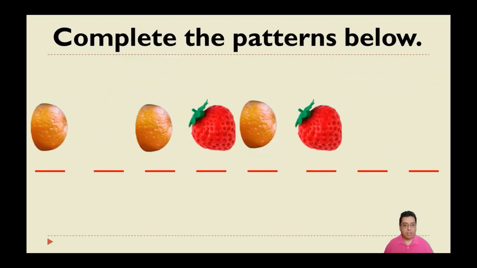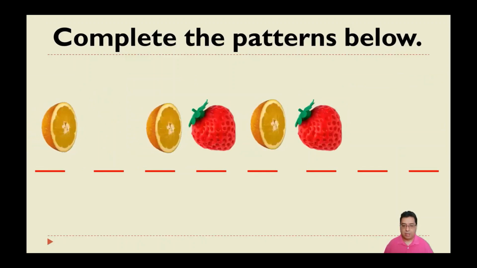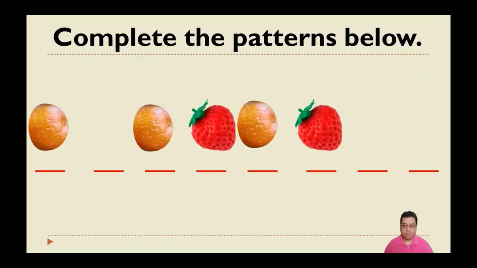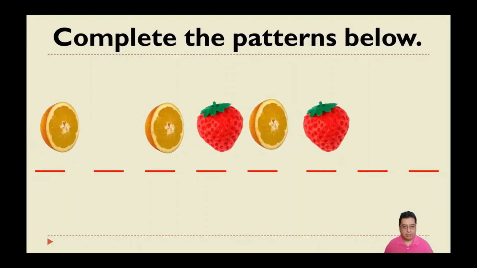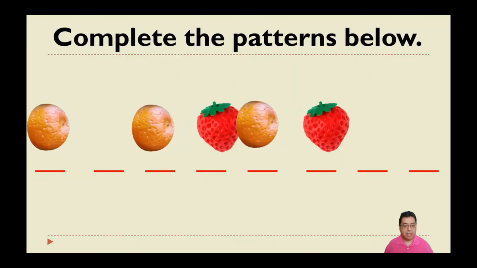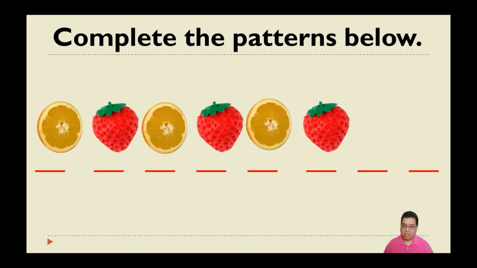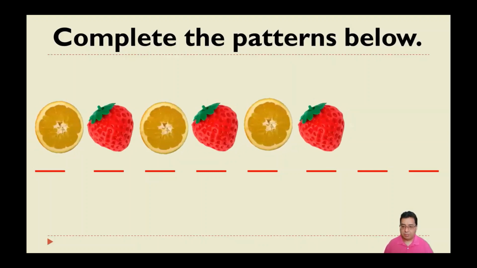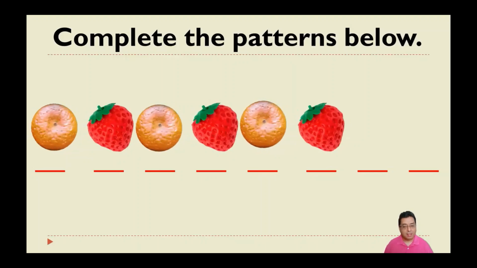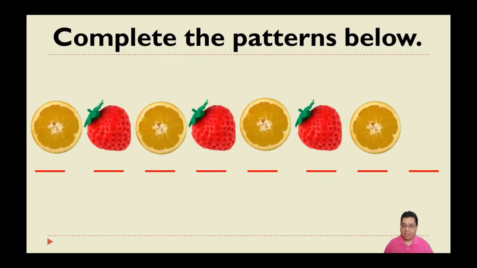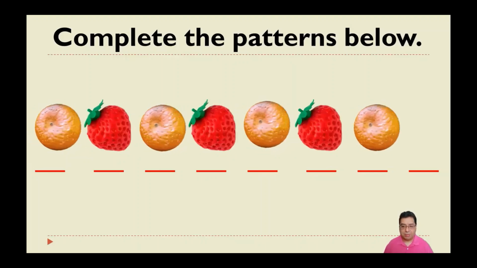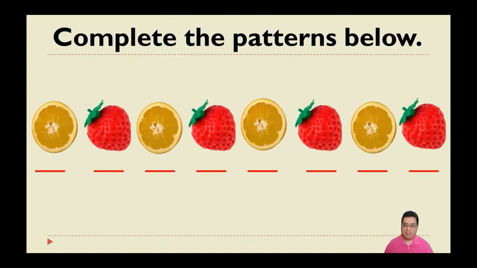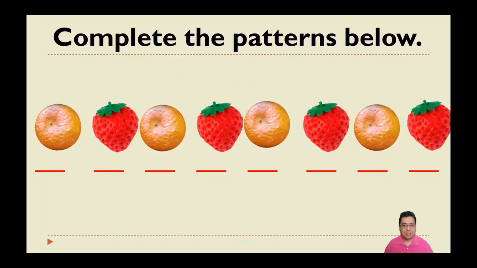So now we're going to look at some oranges and strawberries here. And what's the first missing fruit there? What's it going to be? That's right, it's going to be a strawberry. And now looking at the pattern here, what's the next missing fruit going to be? That's right, it's going to be an orange. And then what's the last piece of fruit going to be here? That's right, it's going to be a strawberry.